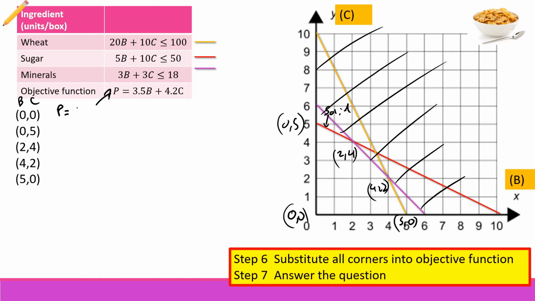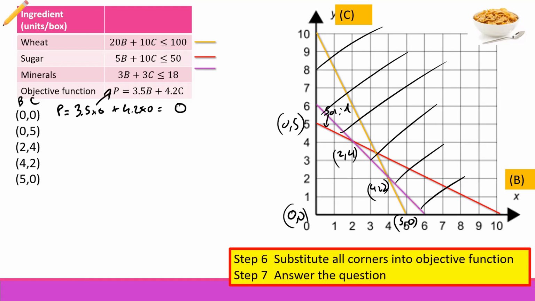So the profit for the first one is going to be 3.5 times 0 plus 4.2 times 0. That gives us a profit of 0, which makes sense, right? If we don't turn the machines on at all, then we're not going to make any boxes. Is this still a valid option? Yes, it still makes all these constraints work by doing (0, 0).